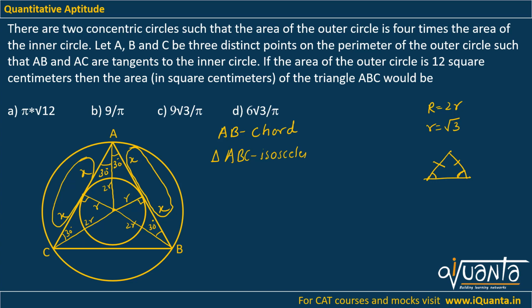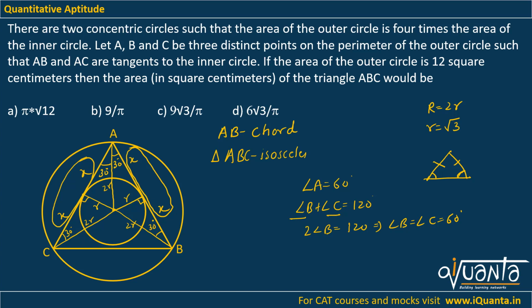Now in triangle ABC, we already know angle A is 60 degrees, that means the sum of angle B and angle C should be equal to 120 degrees, but we know that angle B and angle C should be equal because ABC is isosceles. So I can say that 2 times angle B would be equal to 120, which gives me angle B equal to angle C equal to 60 degrees.